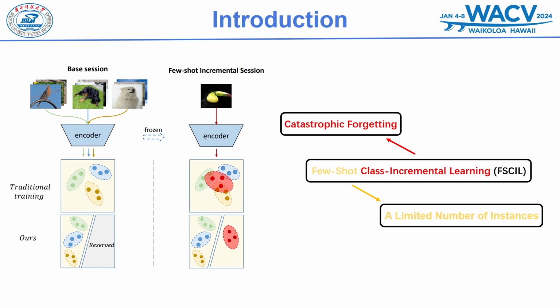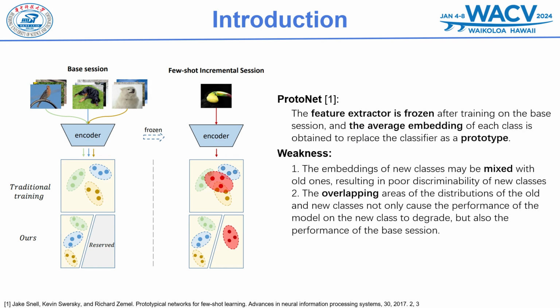This makes the task more challenging, particularly when addressing few-shot inputs in the incremental learning scenario known as few-shot class-incremental learning. To address such problem, ProtoNet introduces the concept of prototypes, which can somewhat alleviate catastrophic forgetting in the case of limited new data. In ProtoNet, the feature extractor is frozen after training on the base session, and the average embedding of each class is obtained to replace the classifier as a prototype.